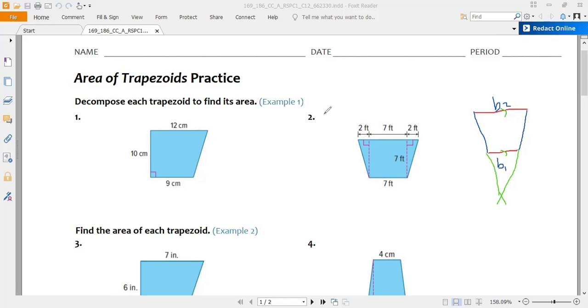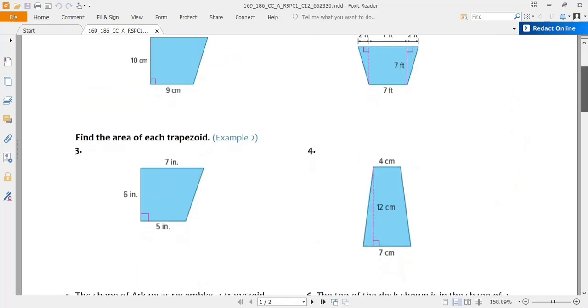Now to find the area of a trapezoid, let us first discuss that there are actually two types of questions. The first is to decompose each trapezoid to find its area, and the next is where we can directly use the area relation. So let us first move to the simple questions, question number 3 and 4, and then we will move to question 1 and 2, because those are different and we have to decompose them.